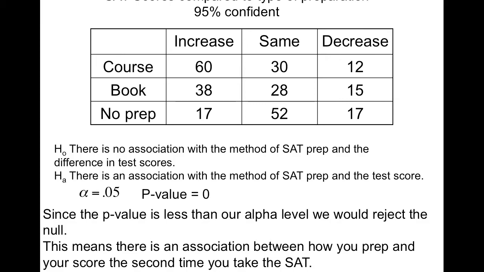This means that there is an association between how you prep and your score the second time you take the SAT. So we're saying since the p-value is less, we reject the null, which means we side with the alternative. And this should make it easier to write out your statement. If you just rewrite the alternative statement, that can be your conclusion. There is an association with the method of SAT prep and the test score, and that would be your answer.